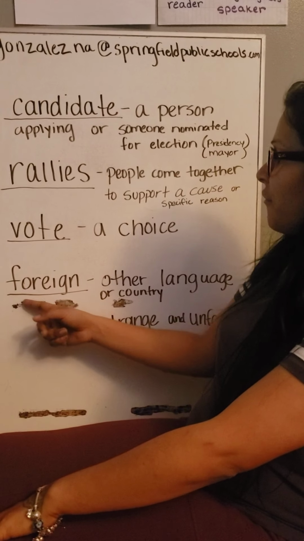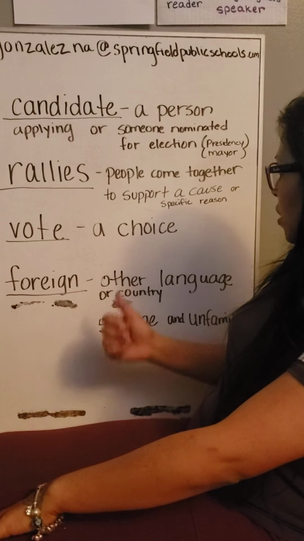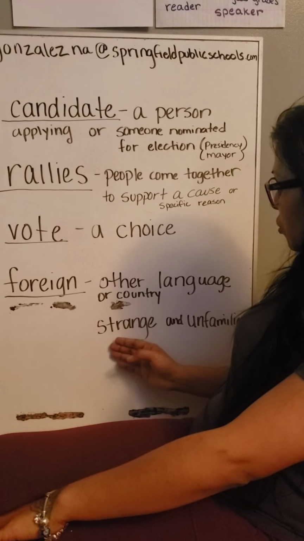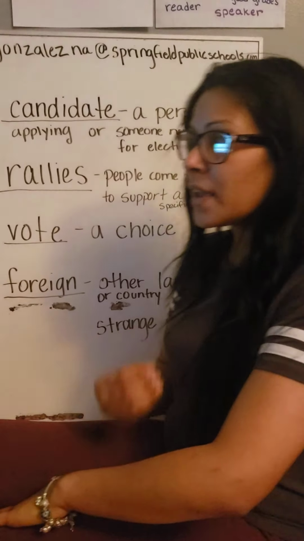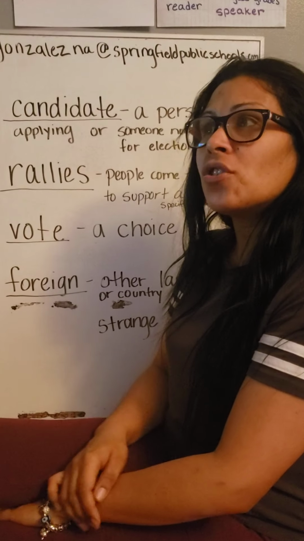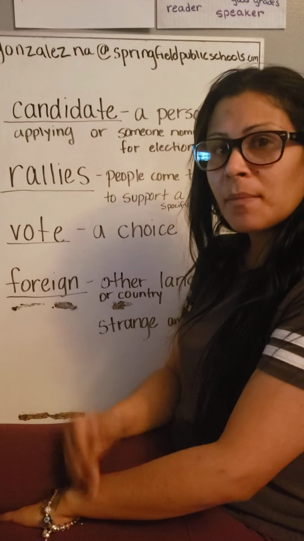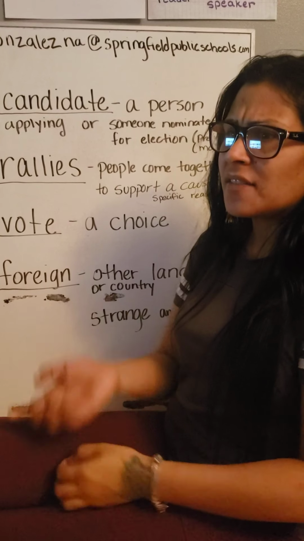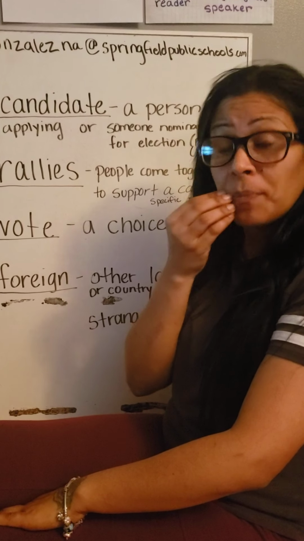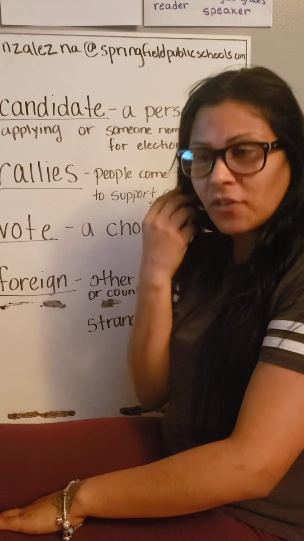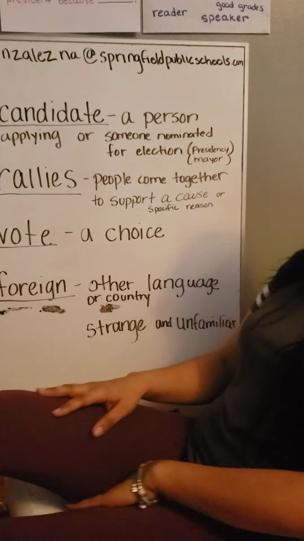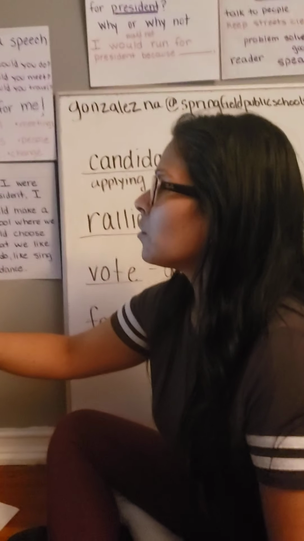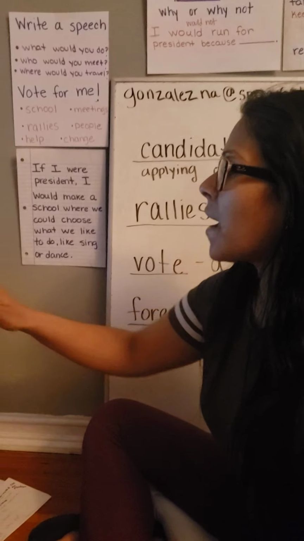We have the word foreign. Foreign means other language or other country. It can also mean something strange and unfamiliar. Like I can say, that girl is from a foreign country. So that means that the girl is from a country other than mine. We can say, I have something foreign in my mouth. There's something in my mouth that doesn't belong there. Foreign object.